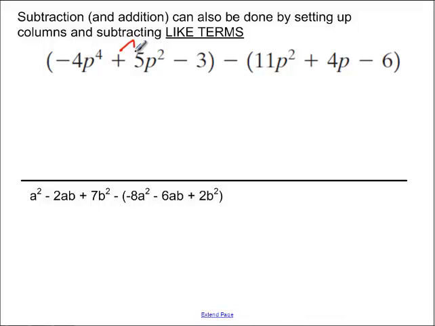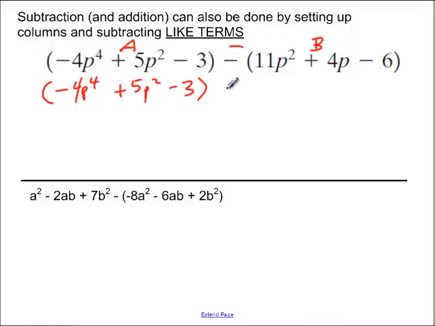So again, here is that same exact polynomial, the a and b polynomials. We're subtracting b from a. So when we subtract, we have to change it to addition. So the a polynomial, again, doesn't change. So here's our minus 4p to the fourth power plus 5p squared minus 3. And that's our a polynomial. Subtracting b becomes adding the opposite.